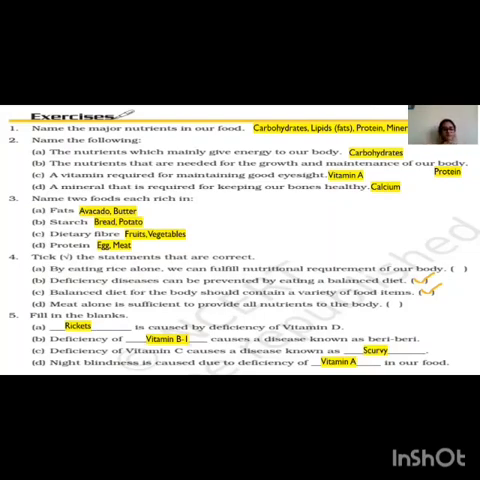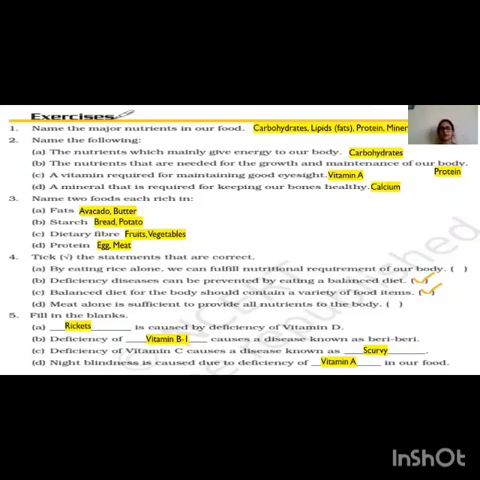Okay. Next is, meat alone is sufficient to provide all nutrients to the body. Is it? What is meat? Meat is protein, yeah? And if you only eat protein, will it provide all the nutrients to the body? It won't, right? Because you're missing out on carbohydrates and lipids and minerals and vitamins and vegetables. You're forgetting all of that. If you only eat meat, you're forgetting everything else.